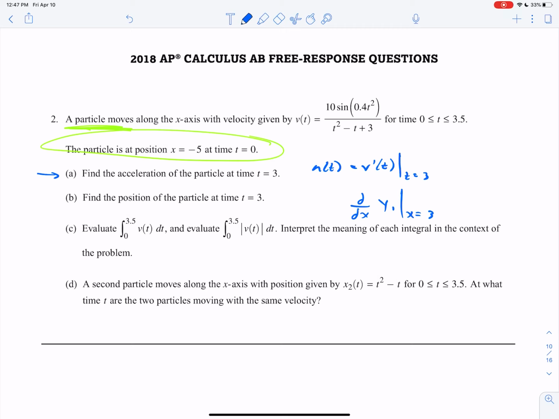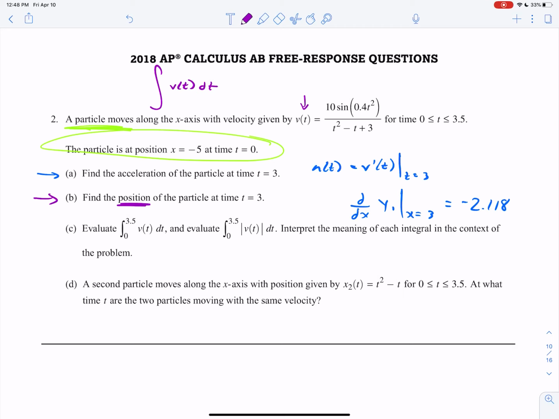You should get, let me double check the scoring guidelines. You should get negative 2.188118, okay? And there you go. Here's part B. Find the position, okay? So position, starting with velocity, to go back to position, we're going to have to integrate. Okay, so we know we have to integrate v of t, all right?